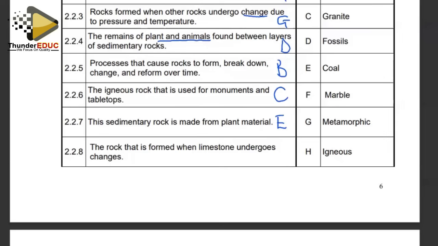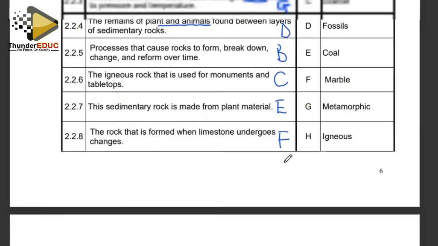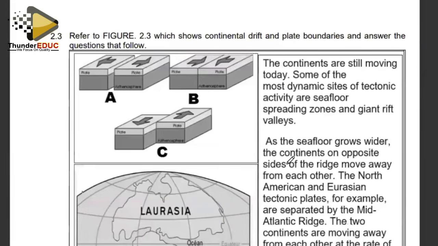Right. The rock that is formed when limestone undergoes changes. If limestone undergoes changes, it goes into marble. Right. That takes us to the end of question 2.2. We move to question 2.3. Refer to Fig 2.3, which shows continental drift and plate boundaries, and answer the questions.